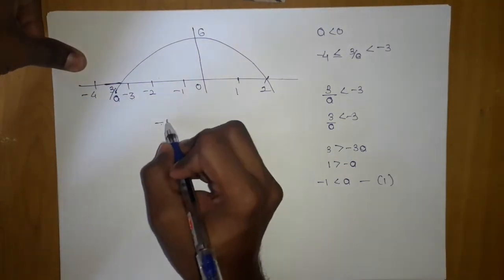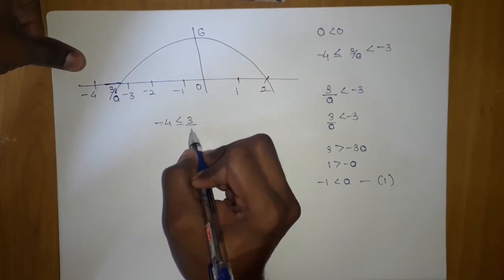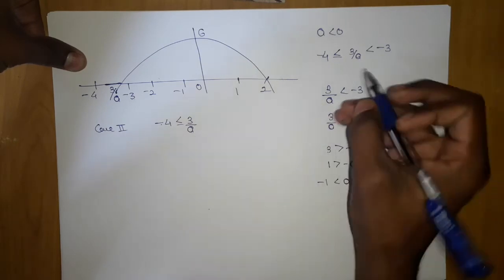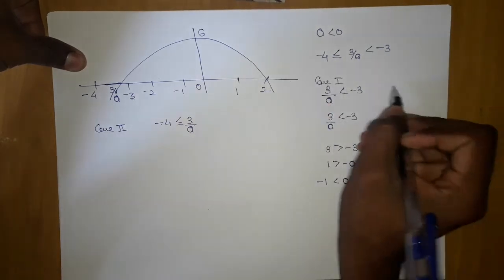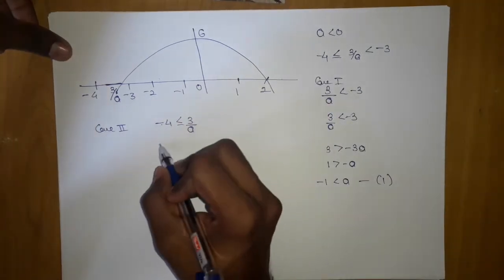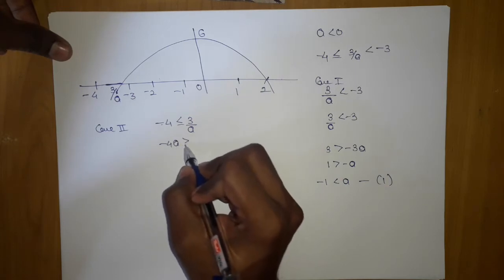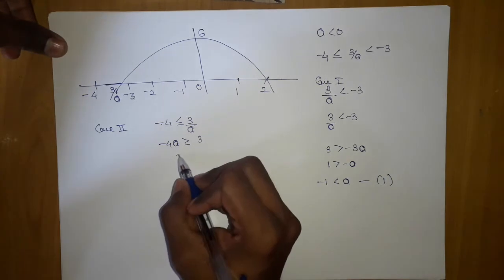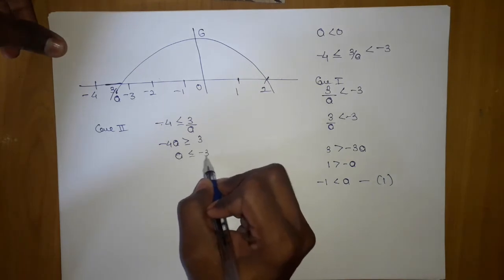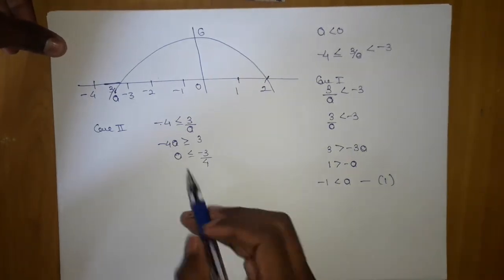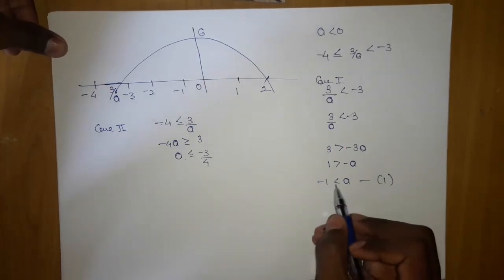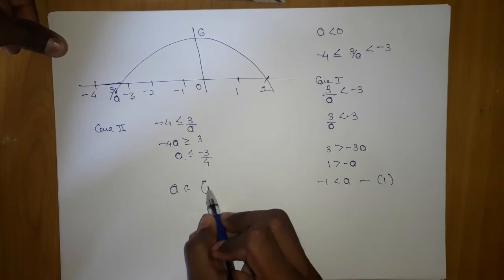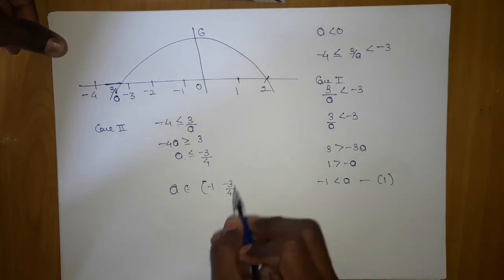For the second, -4 should be greater than or equal to 3 by a. You can say this is case 2, and I have taken case 1. If I multiply by a here, the sign will invert, and then dividing by 4, a should be less than or equal to -3 by 4, and it should be greater than -1.